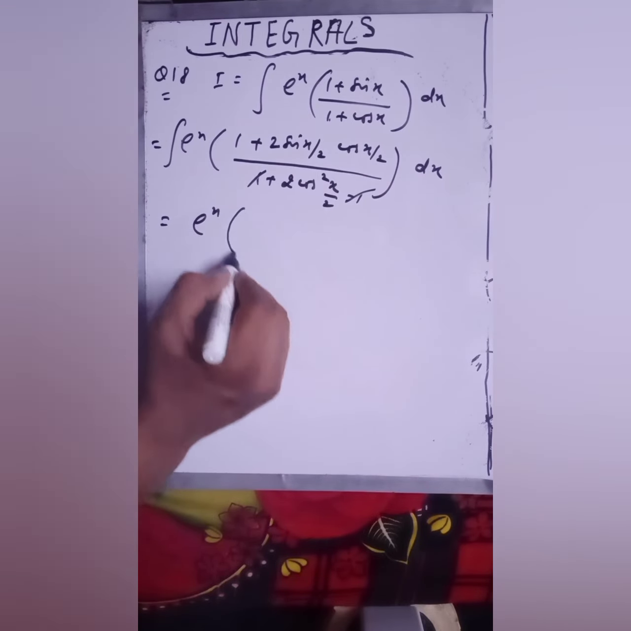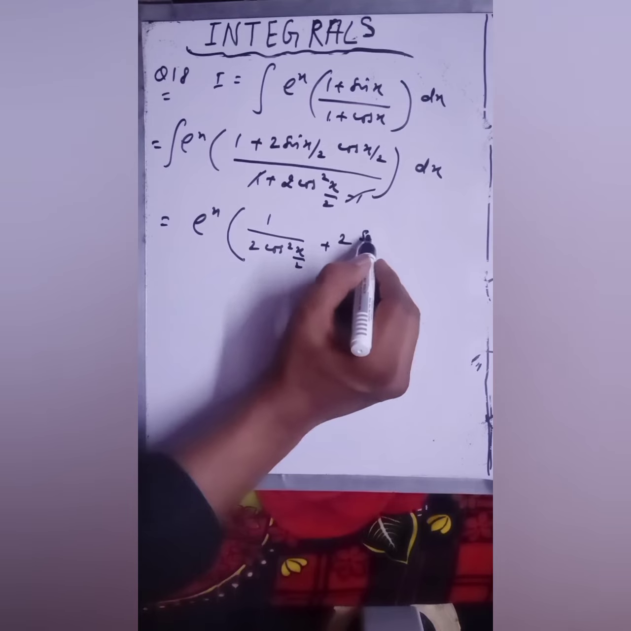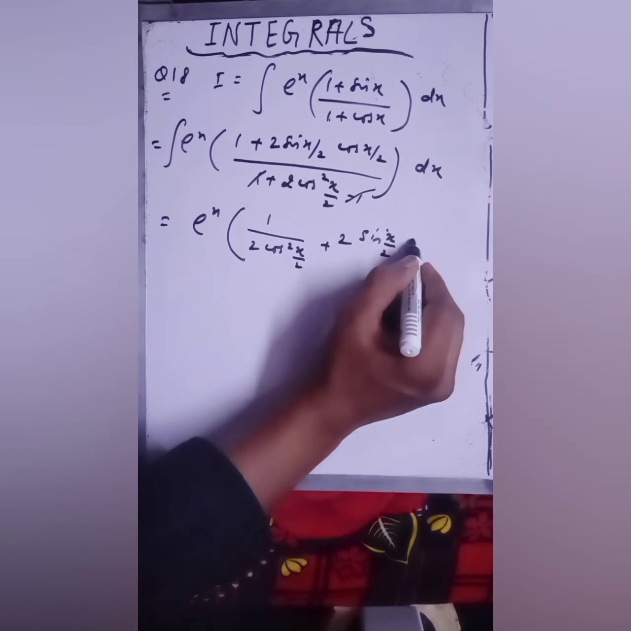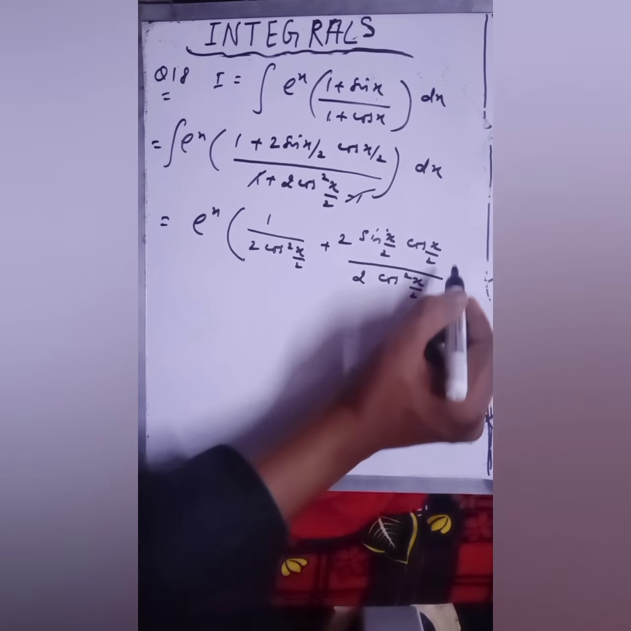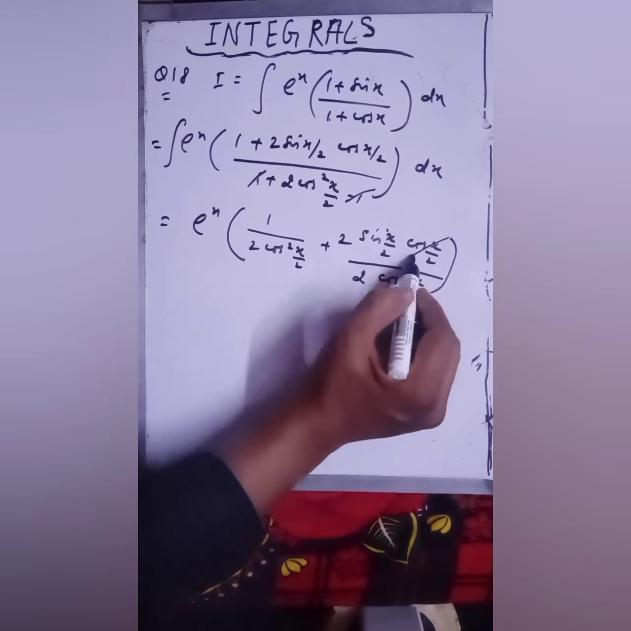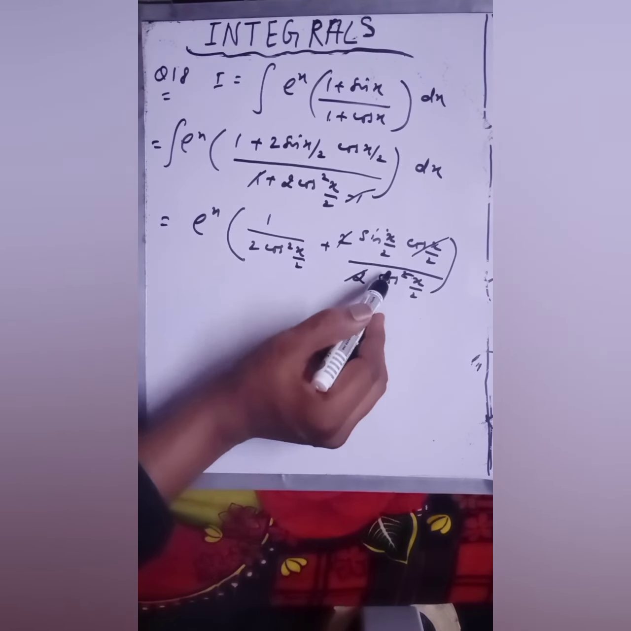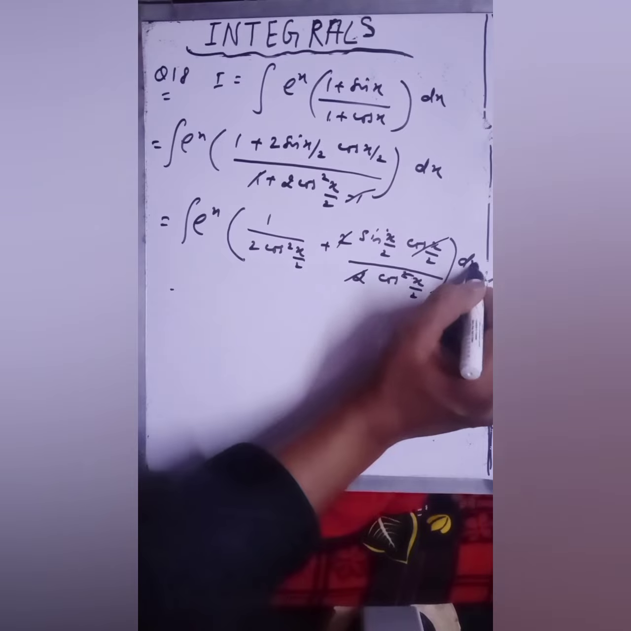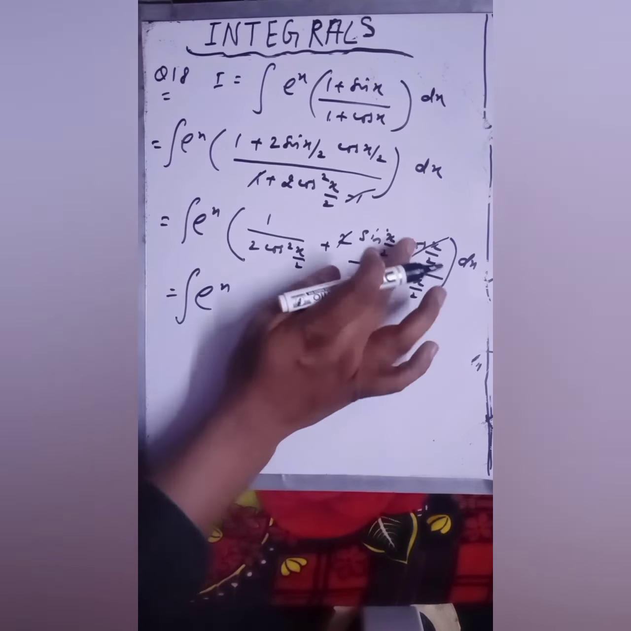1 and 1 will cancel out, and you will get e^x, bracket open, 1 over 2 cos square (x/2) plus 2 sin(x/2) cos(x/2) over 2 cos square (x/2). One cos(x/2) will cancel out, 2 and 2 will cancel out, and here you will get tan(x/2). So I am writing this first: the integral of e^x, and this tan(x/2) plus 1 by 2 sec square (x/2), because 1 by cos square (x/2) is sec square (x/2).